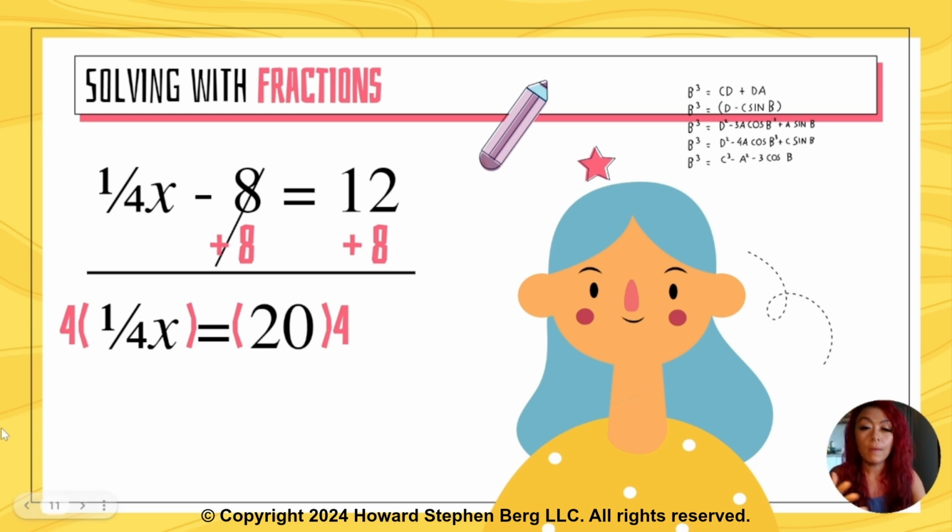So we multiply both sides by the reciprocal. In this case, we're multiplying both sides by 4/1, which is just multiplying by 4. 4 and 1/4 cancel out. And we get our solution, which is x equals 80.